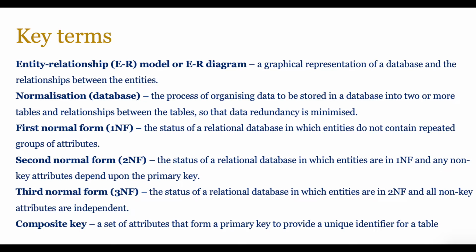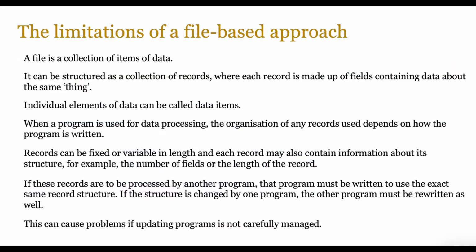For example, in the first normal form, it should not contain any repeated groups of attributes or fields. In the second normal form, obviously, it should be in the first normal form, and it should not have any non-key attributes which are dependent on the primary key. So that means any fields which are not a key field shouldn't depend on the primary key. They should have their own separate table. And in the third normal form, obviously, it needs to be in the second normal form, and all non-key attributes are independent. That means that any particular keys all have their own tables, and they do not depend on anything else. So let's start by looking at the limitations of a file-based approach.